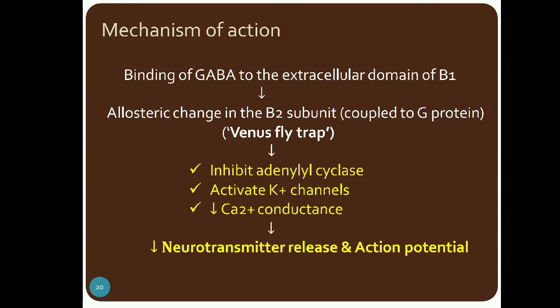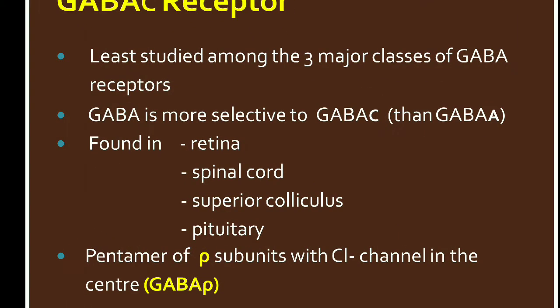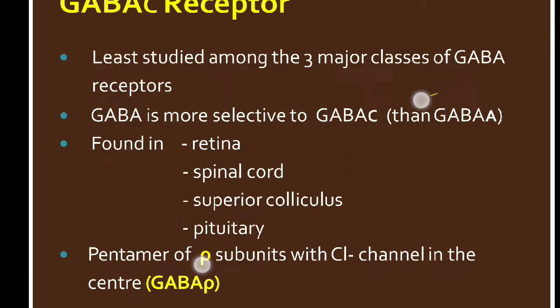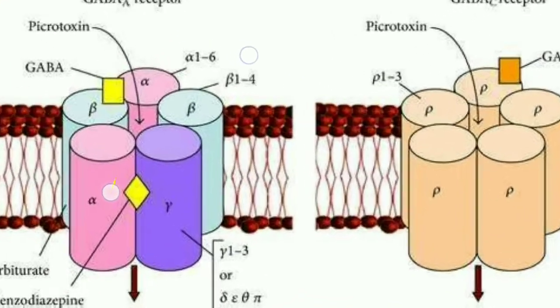And when we talk about the GABA C receptor, it is the least studied among the three major classes of GABA receptor. GABA is more selective for GABA C than GABA A. It is found in the retina, spinal cord, superior colliculus, and pituitary, as pentamers of rho subunits with a chloride channel in the central GABA rho. This is the picture of the GABA A receptor and GABA C receptor. You can see it and keep in mind how it goes on.